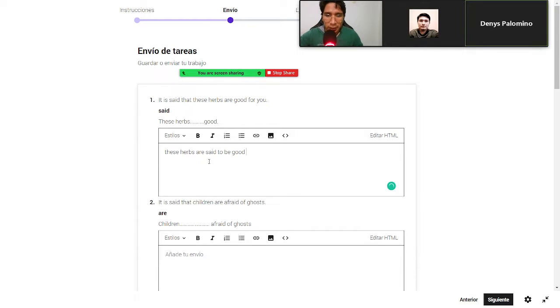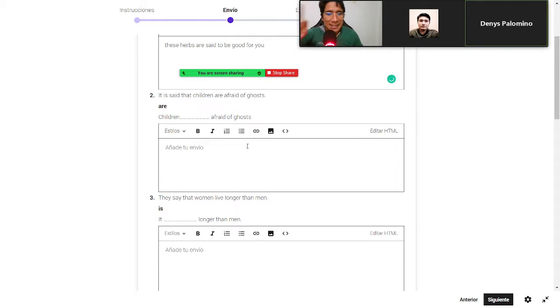These herbs are said to be good for you. Ya, ahí está. No está el you. To be good for you. Si quieres lo ponemos, to be good for you. Next. It is said that children are afraid of ghosts. Children are said to be afraid of ghosts.